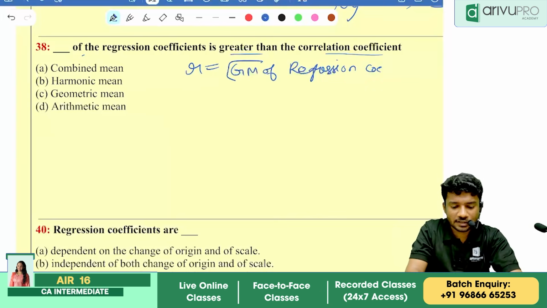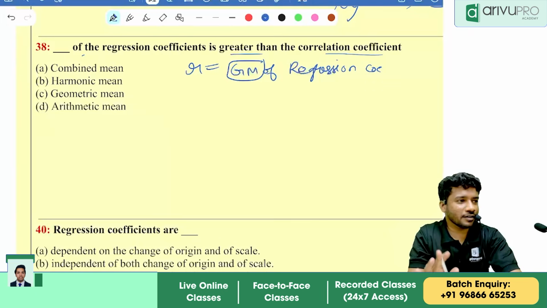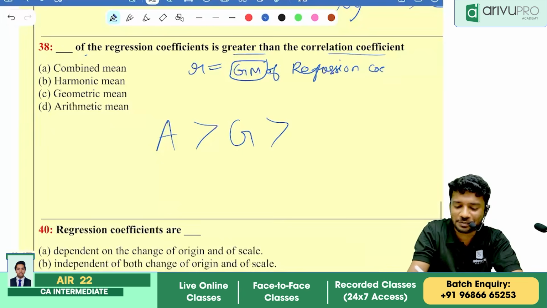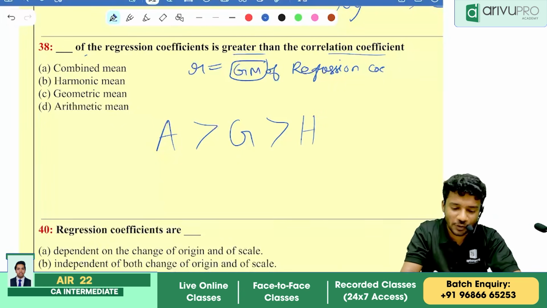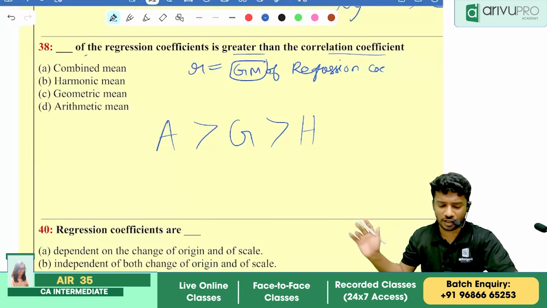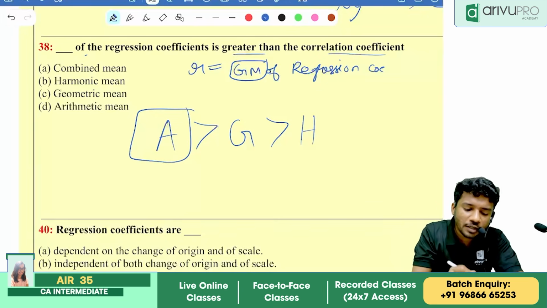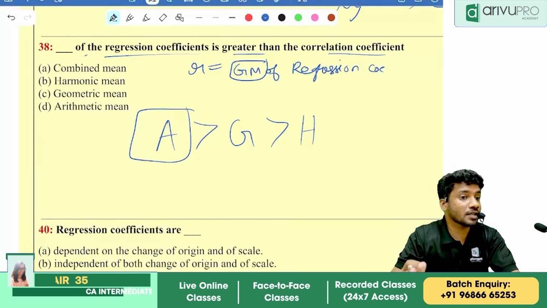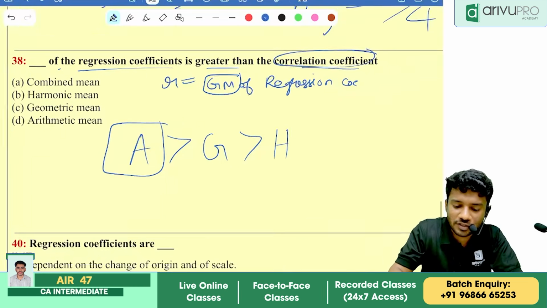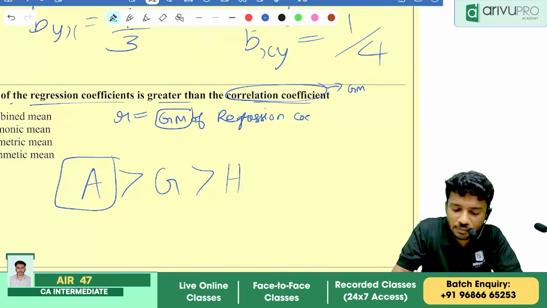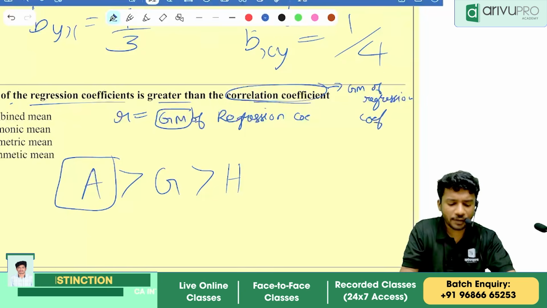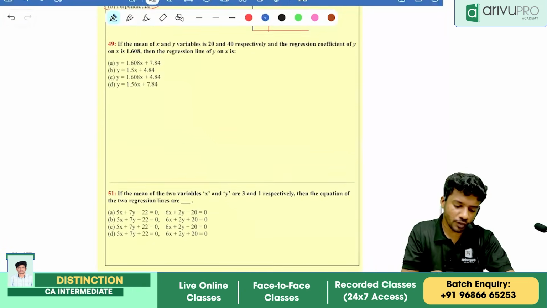Already the correlation coefficient is the geometric mean. Yesterday we studied arithmetic mean is greater than geometric mean is greater than harmonic mean. So, since the correlation coefficient is the geometric mean of the regression coefficients, I can say that the arithmetic mean of the regression coefficients will be greater than the geometric mean of the regression coefficients. Instead of correlation coefficient, can I say that it is the GM of regression coefficients? Okay, next question is over here.